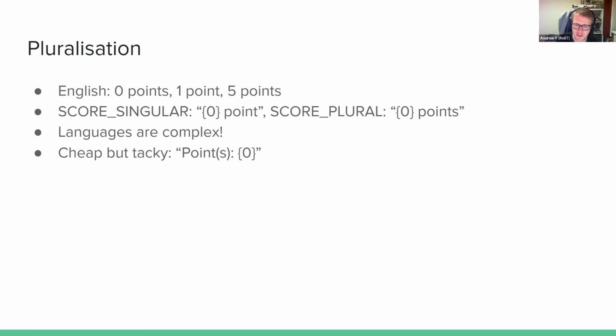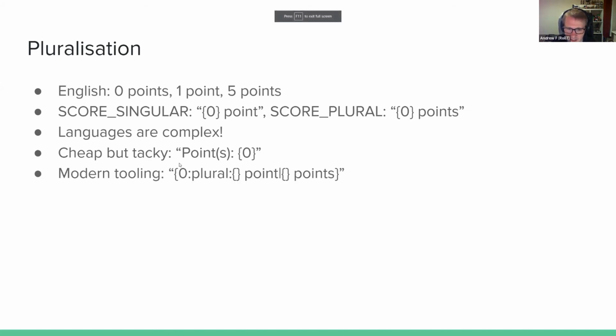However, just like this to you looks a little bit lazy, that version to Russians will also look a little bit lazy. There is a way we can solve this with modern tool chains. Unity system does something like this. So our curly braces exist here. And then we've put our 0 to say take the 0th parameter, which is our points. And this keyword plural says that the next two things are going to be the singular and the plural translations. And the curly braces there are saying where we should put the points in. This is great for English.